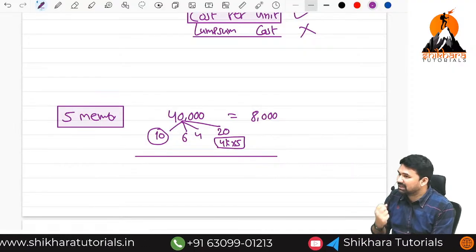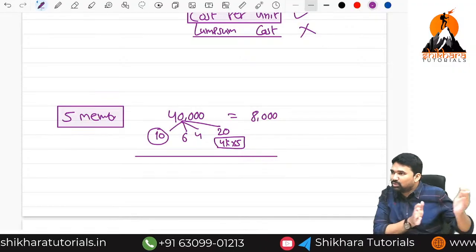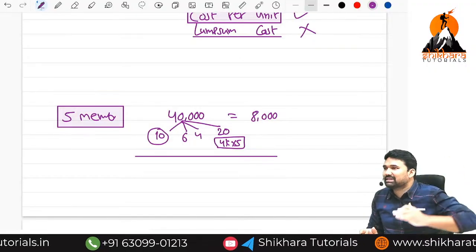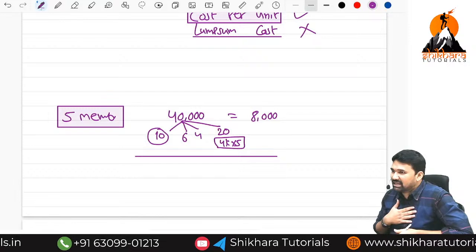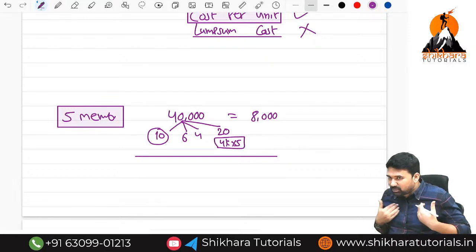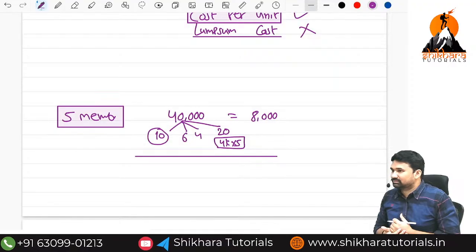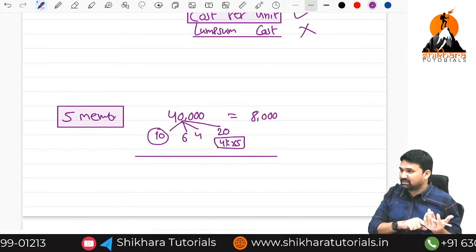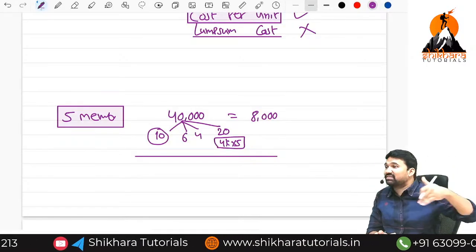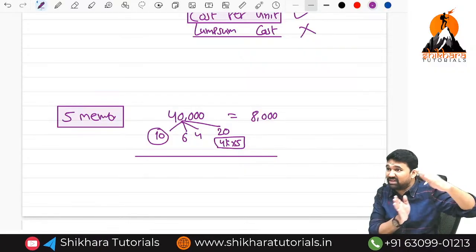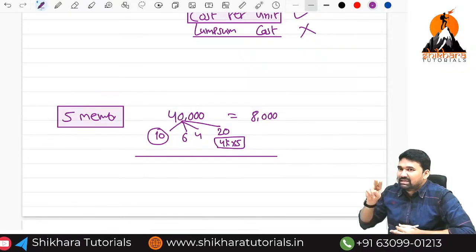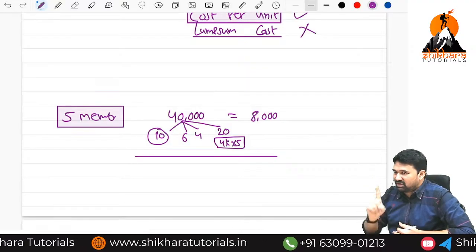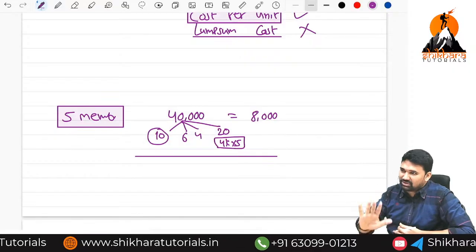Have you ever hired a car on rental basis? Whenever you hire a car on rental basis, it is immaterial how many members are traveling in the car. Say for example, I hire a car on rental basis. In the first case, only I am traveling in the car. In the second case, I along with 4 other friends are traveling. Total 5 members are traveling in the car. Is there any change in the rent the car owner is going to charge? For 1 member, same charge. For 5 members also, same charge.